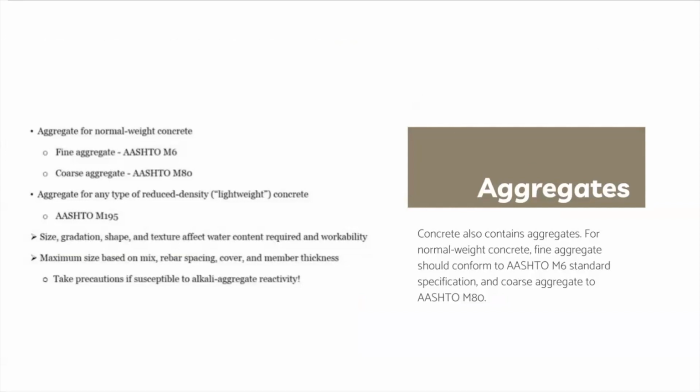Concrete includes aggregates, which are crucial for its properties. For normal weight concrete, fine aggregates should adhere to the AASHTO M6 standard, while coarse aggregates should meet AASHTO M80 specifications. In the case of reduced density, lightweight concrete, aggregates should conform to AASHTO M195 standards. Factors such as size, gradation, shape, and texture of aggregates influence the water content and workability of the mix.